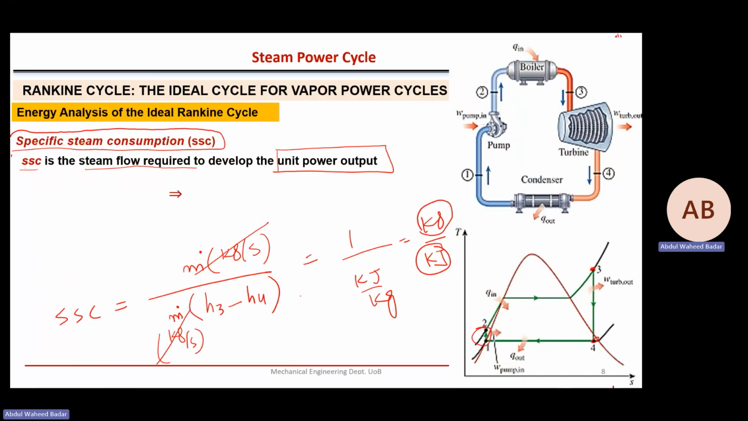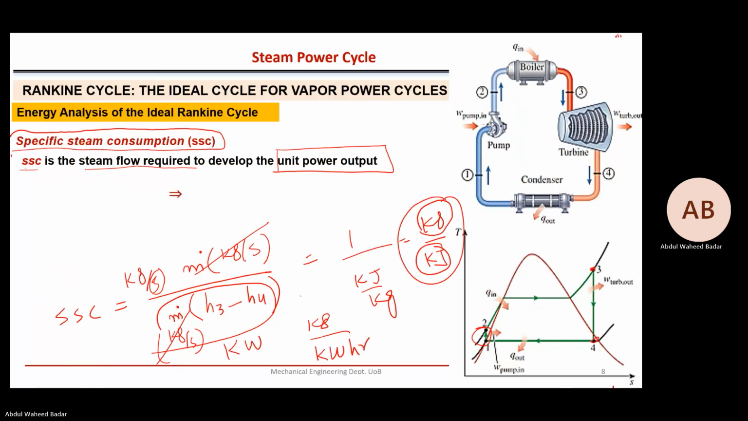Or if you do not like this unit, let's write in some other units. For example, do not cancel it. Let's name it kilograms per second. Keep it in kilograms per second. So then this is kilowatt. Okay, let's convert this second into hours. So then this term can be written as kilogram per kilowatt hour. Right. So this term is actually also representing this thing, and this is normally used.